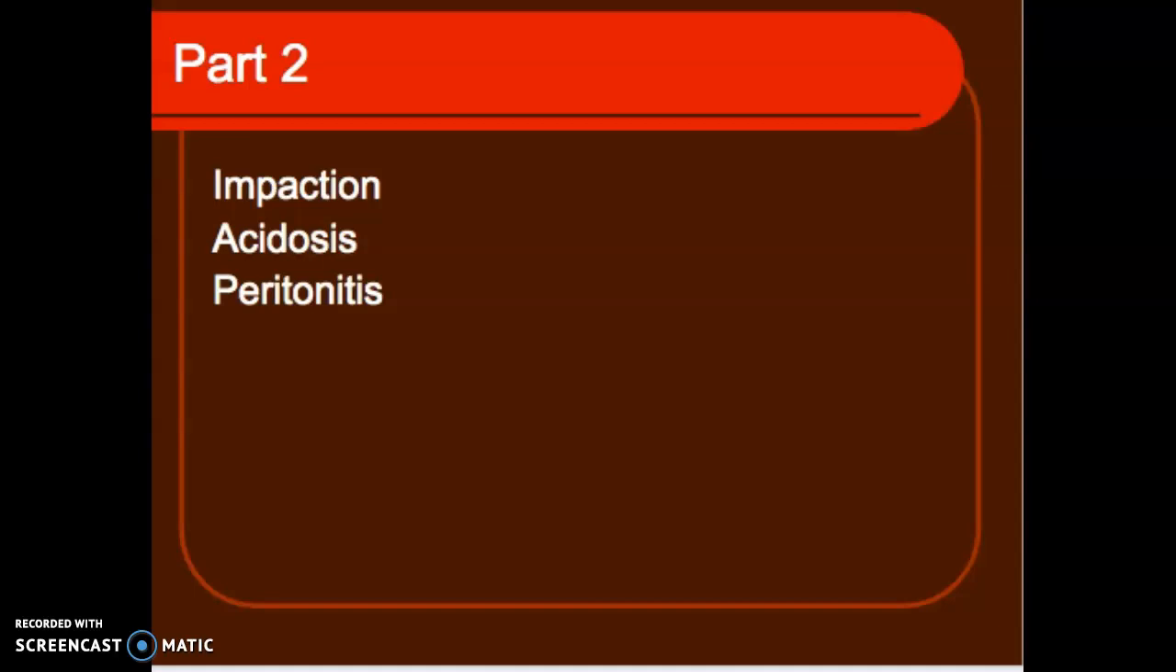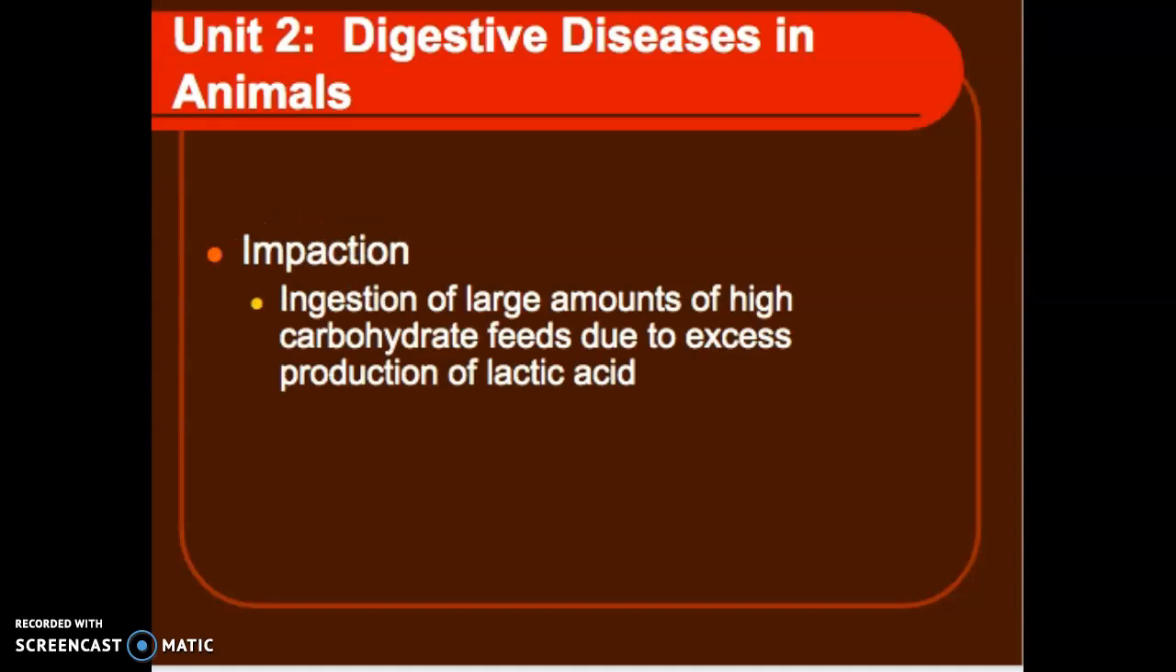Hey there, welcome back to Unit 2, Plant and Animal Disease, where we're discussing digestive diseases in animals and jumping into part 2 of our lecture of a 4-part series in this section, where we're going to talk about impaction, acidosis, and peritonitis. And so let's jump into the first one.